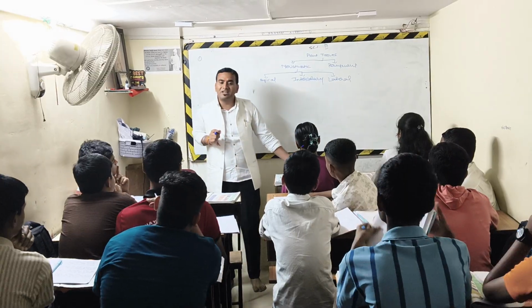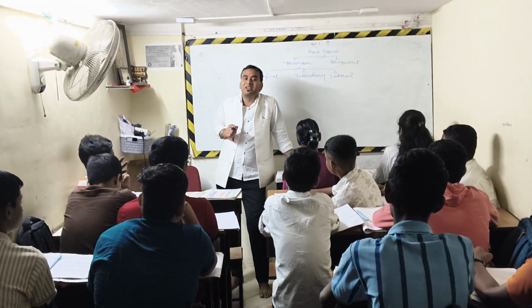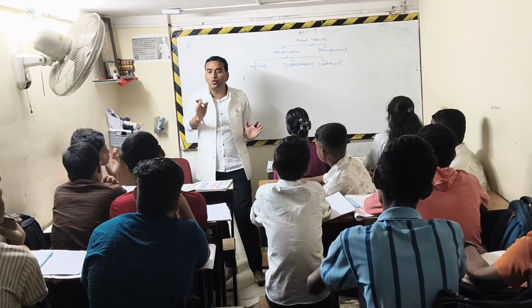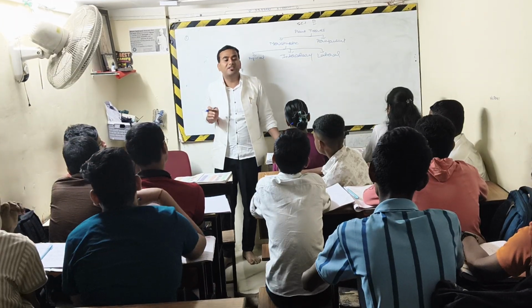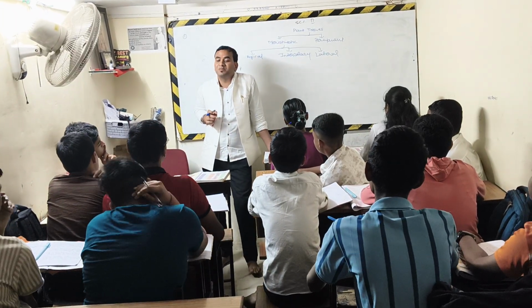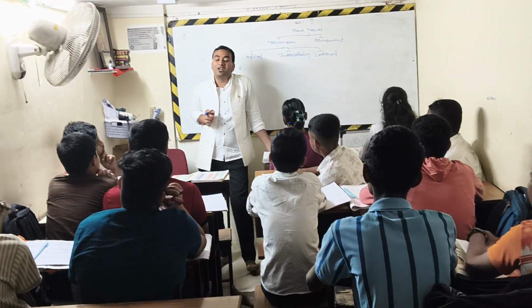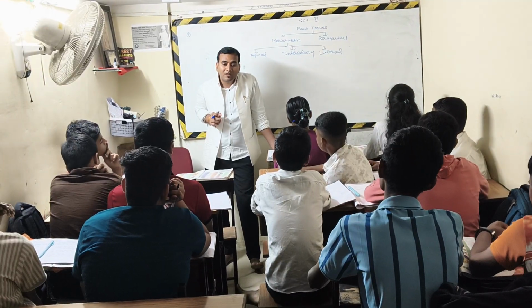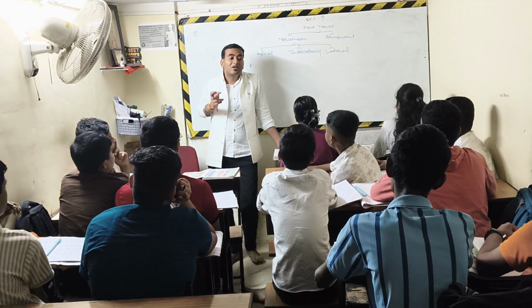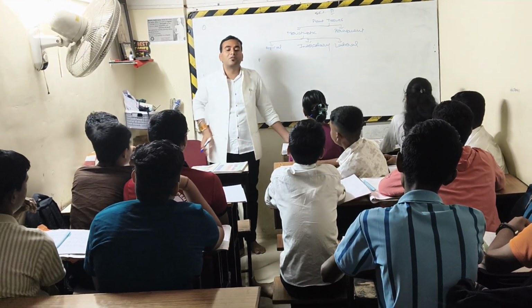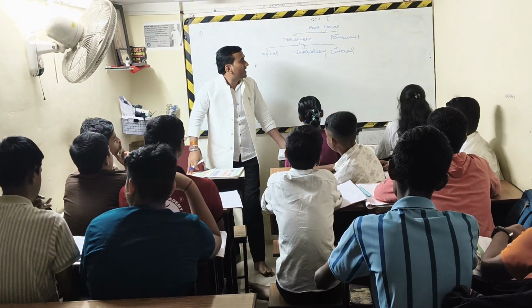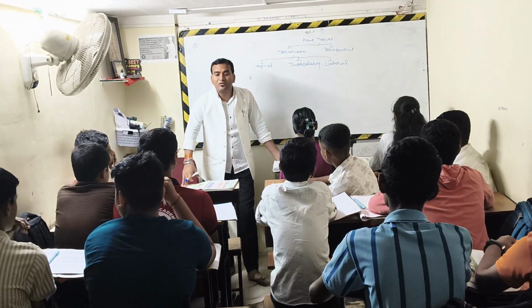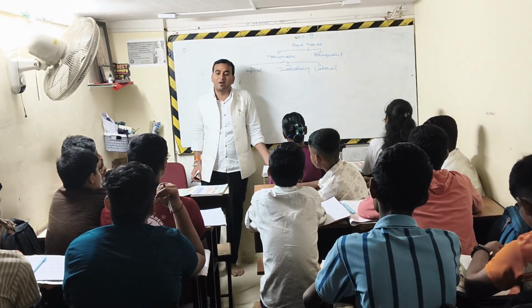Third one is lateral meristematic tissue. Lateral meristematic tissue is found on the sides of root and stem, right? And this lateral meristematic tissue is responsible for secondary growth. What is secondary growth? Increase in diameter. Yes, increase in diameter of the plant is called secondary growth. Lateral meristematic tissue is responsible for increase in thickness of the plant. Okay.